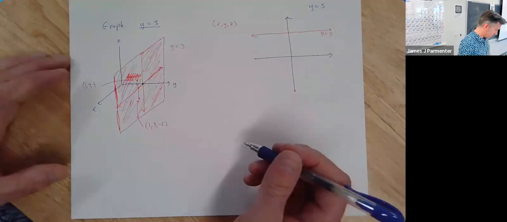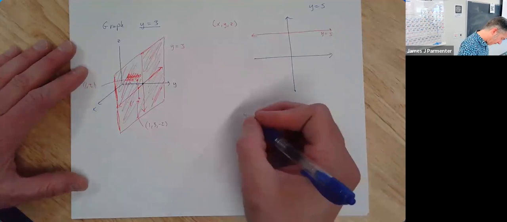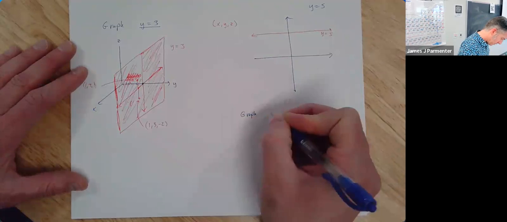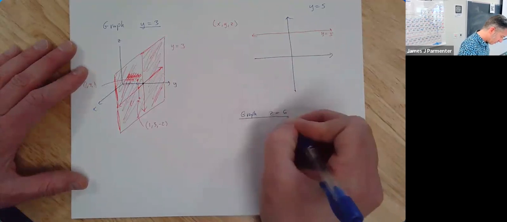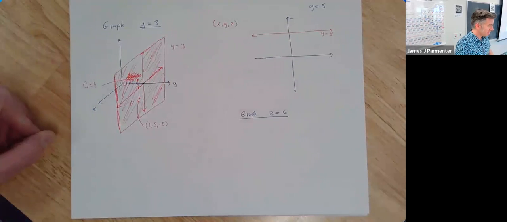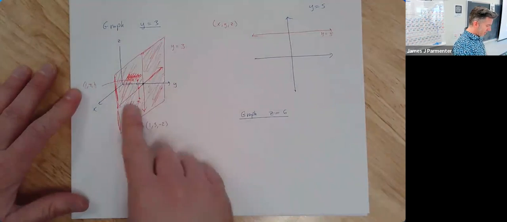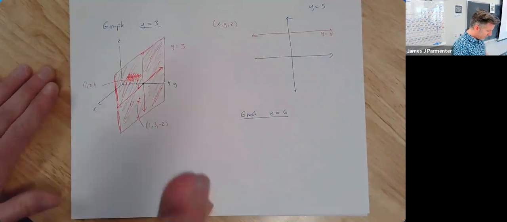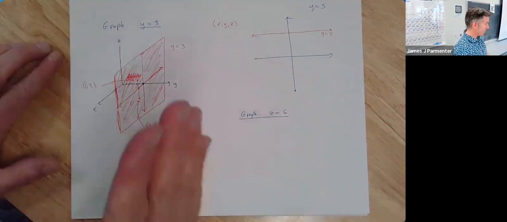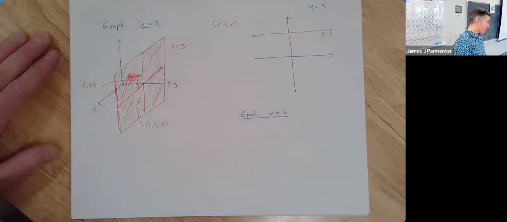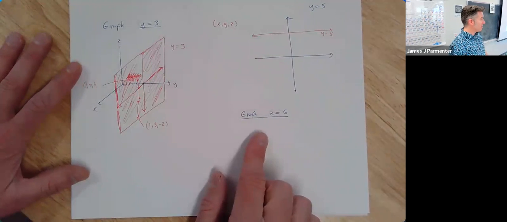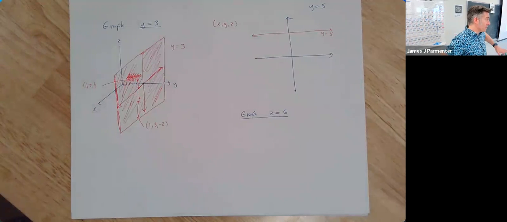Okay, let's look at a couple more examples. Let's say I want to graph z equal to 6. Well, same idea. It's just that now all the z values are going to be constant and x and y can be anything. So essentially, graphing y equal to 3 is parallel to the xz plane, where y equals 0. Graphing z equals 6 is going to be parallel to the xy plane, where z equals 0.